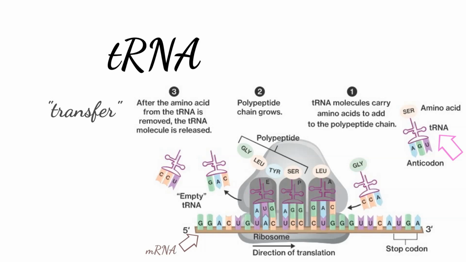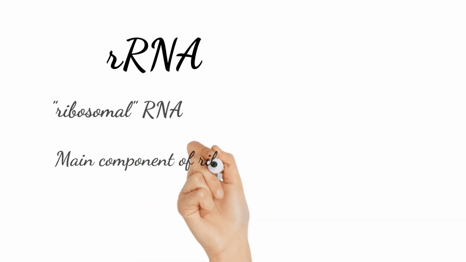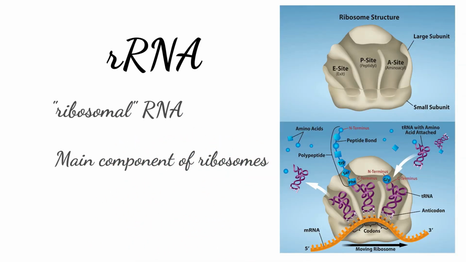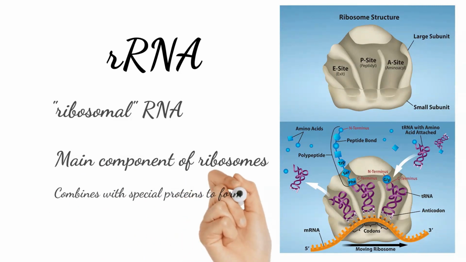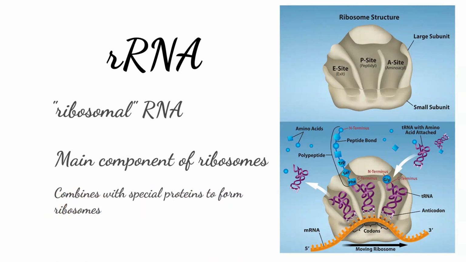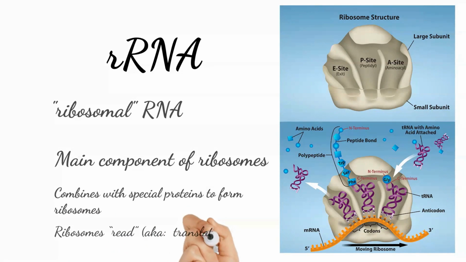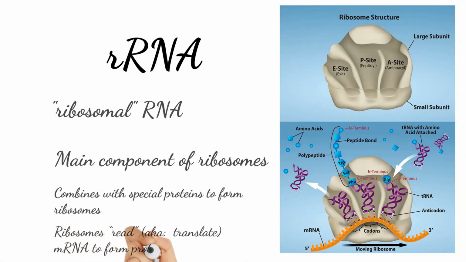And now there is actually another form of RNA that also contributes to the synthesis of proteins, and that is the last form of RNA that you will learn in this lesson, and that is rRNA. rRNA being ribosomal RNA. This RNA is a main component of ribosomes, which we have gone over previously when we were looking into the different parts of the cell. Now, rRNA combines with special proteins to form ribosomes, right? That's what a ribosome is actually made out of, proteins and rRNA. And ribosomes are responsible for quote-unquote reading mRNA to form proteins.